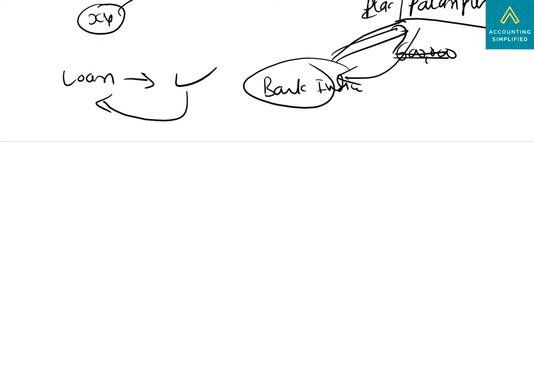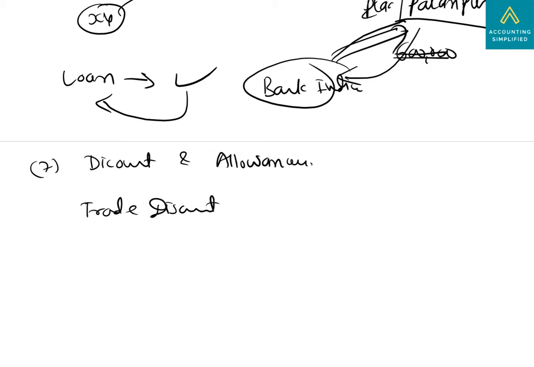This was the sixth transaction. Now seventh transactions, discount we give or not. Discount and allowances. Okay, so let's understand discount. So there are two types of discount. What are they? Trade discount and cash discount. So two types of discount. While learning the terminology, we have already learned these two discounts. Yes sir, we learned, but we forgot. Can you explain it again?